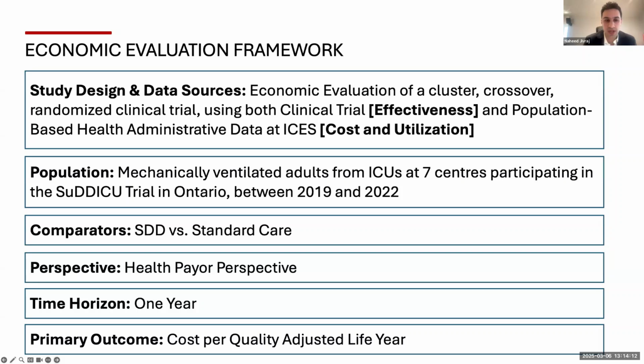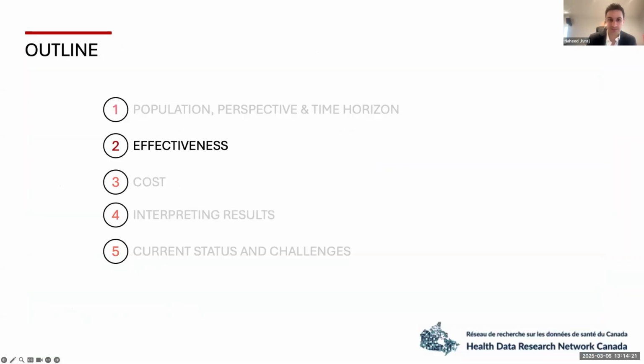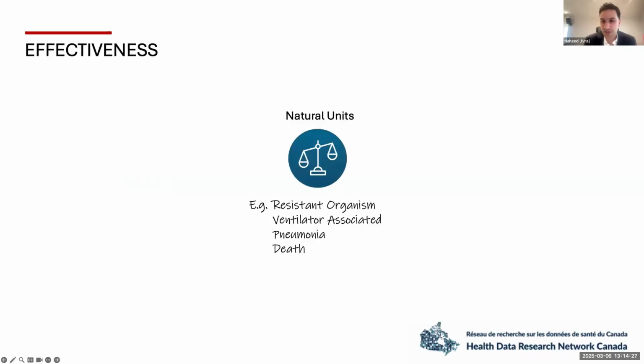And now I'm going to speak to our primary outcome, which is cost per quality adjusted life year. And so we need to talk both about effectiveness and cost and how we're going to get those things. So first is effectiveness. There are many measures of effectiveness. The easiest measure of effectiveness is something we would define as a natural unit. So these are outcomes that we can very easily count. And they're useful when one is interested in a binary outcome and don't want to incorporate any other consequences of the strategy that we're comparing. And so the natural unit outcomes that we're looking at are resistant organisms, ventilator-associated pneumonia, and death. And I'll talk about how we'll measure those shortly.